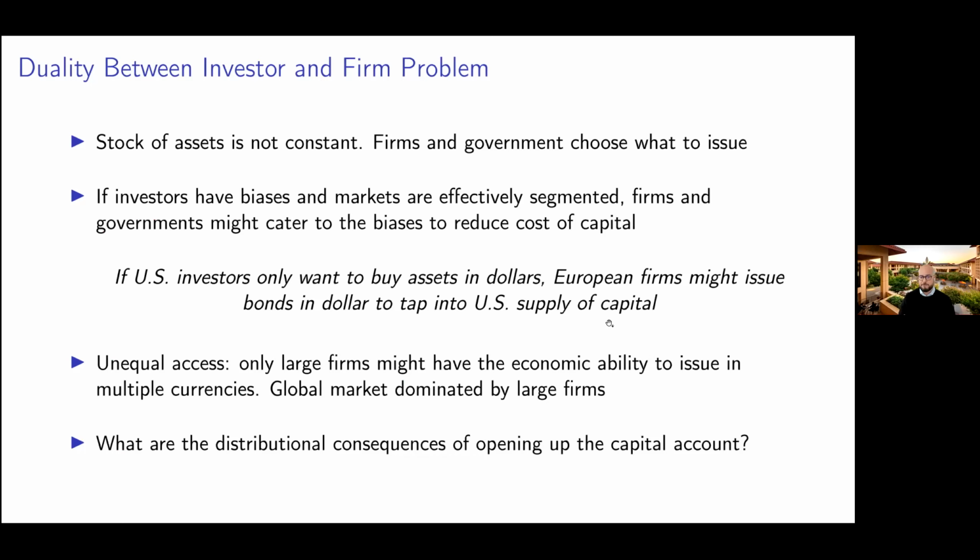If I now switch from the investors to the firms, if I start thinking about the duality between the investor problem and the firm problem, the stock of assets is not constant. A single investor might take the world stock of assets as being constant, but a firm, for example, or a government can choose what to issue. And for example, if investors have biases and markets are segmented, the firms or the government might decide to cater to these biases to reduce their own cost of capital.